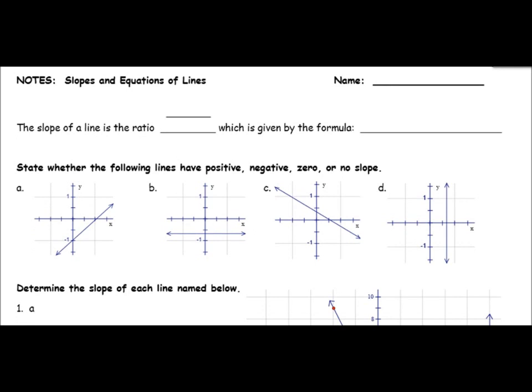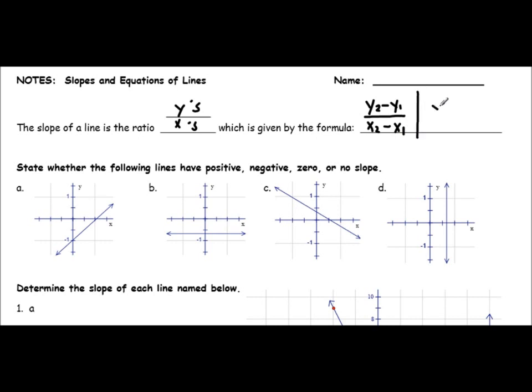Okay, the slope of a line is the ratio of your change in y's over the change in your x's. So it's the ratio of your y's to your x's. The formula we use is we take one of our y values and we call it y2, and we subtract the other y value. And we divide that by our x value minus our other x value.